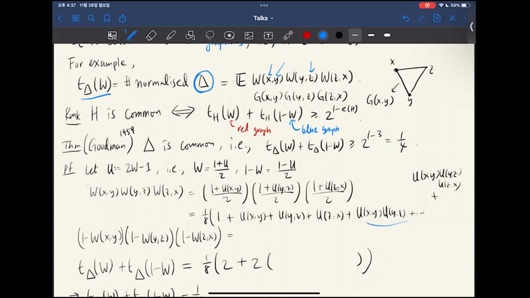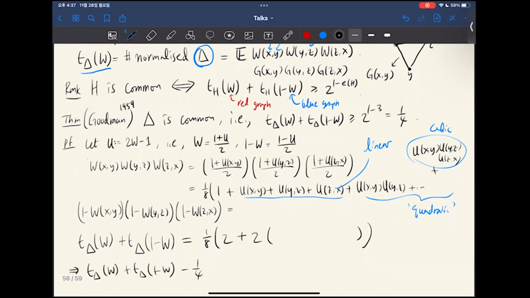Okay, so these are quadratic part, and this is cubic. Okay, and these are linear. So this is a very standard expansion that you can see just everywhere, basically, in the theory of graph limits. And if I do the same thing with a slightly different function, 1 minus W, then what I get is basically all these signs here just flip.